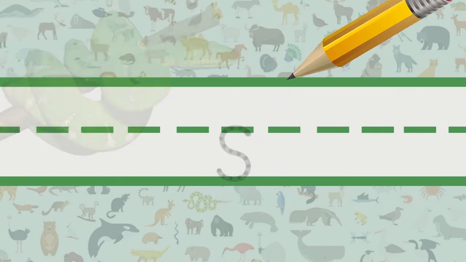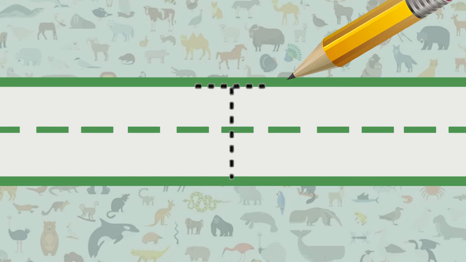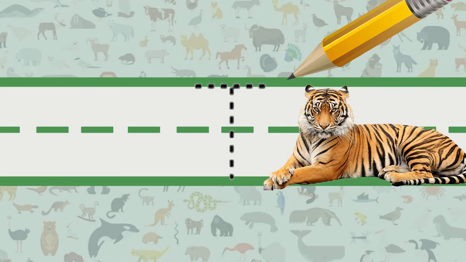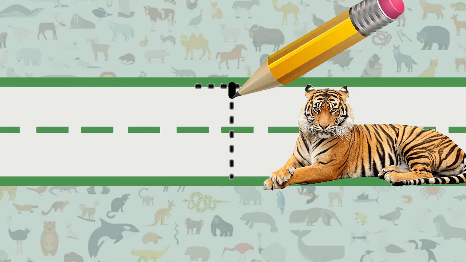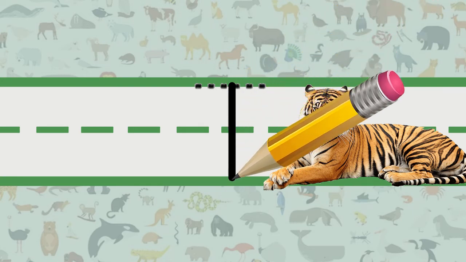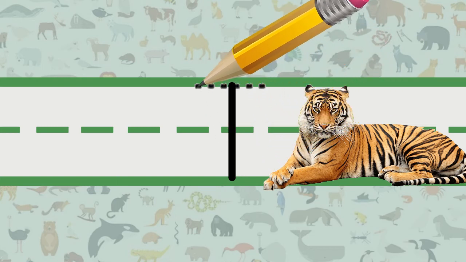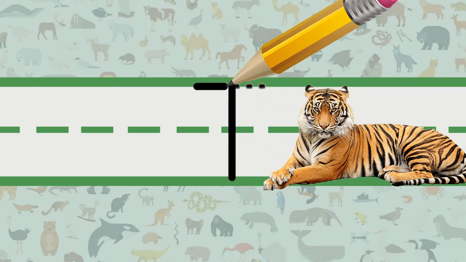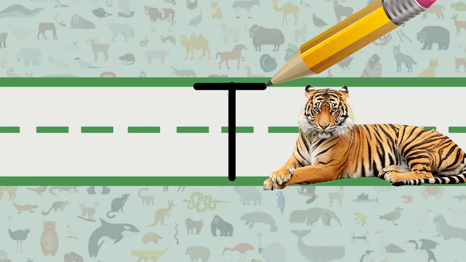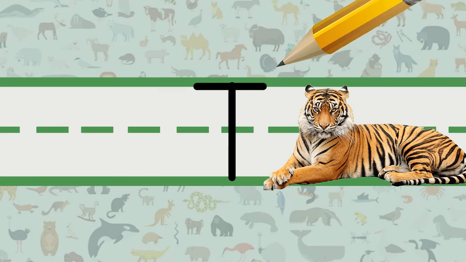Good job. Now let's write the letter T. T is for tiger. For capital T or big T, start at the top and draw a straight line down to the bottom. Then go back to the top and draw a straight line from left to right. Good job. Let's do that again.